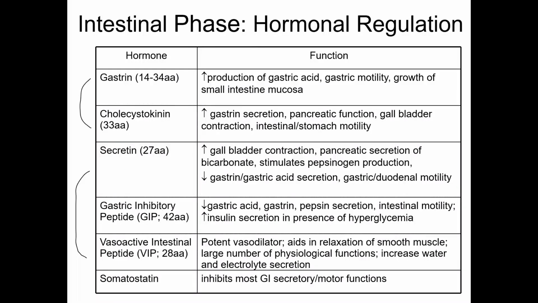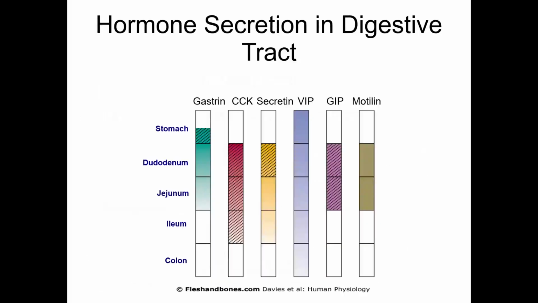This is a table that shows the hormonal regulation of the intestinal phase. You should take some time to review each one of these hormones and their functions. This is a visualization of where each one of these hormones is active. So you can take a look at this. Gastrin starts its activity in the stomach, and then duodenum and jejunum, ending in the jejunum. CCK is the duodenum, jejunum, and ileum, and you can kind of look at each one of these hormones.